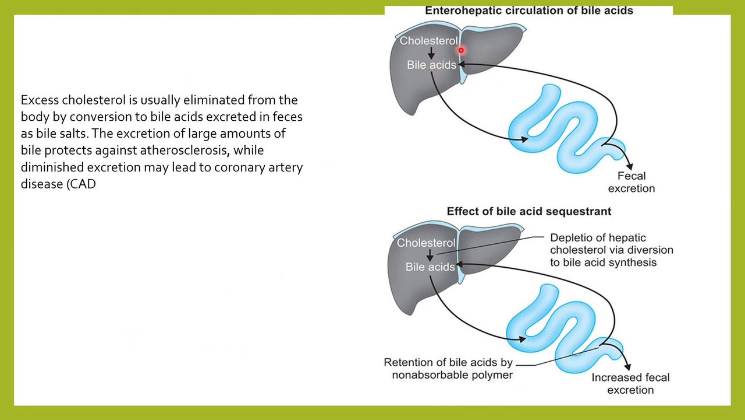This cholesterol is converted to bile acids, and that gets excreted through fecal excretion. So what happens is, when they bind to these bile acids, when there is less bile acid, the liver is stimulated to produce more and more bile acids, and the cholesterol is used. So excess cholesterol, whatever is there in the body, is eliminated as bile acid, and that is excreted in the feces. And this large excretion of bile acid protects against atherosclerosis, because cholesterol is now being used to synthesize more and more bile acids.